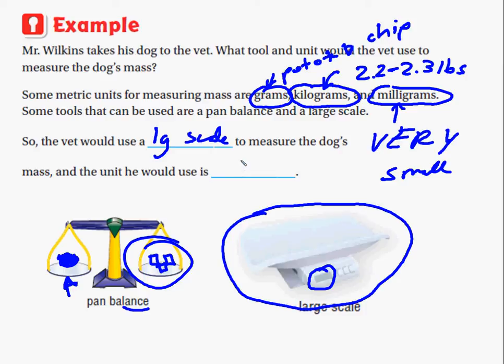And so what are the units? Is the dog going to be in grams, which is the size of a potato chip? We want to know how many potato chips it weighs, or milligrams, which are the mass of a grain of sand. Would we want to know exactly how many grains of sand a dog weighs? Those are actually way too small. Kilograms, which is 2.2 to 2.3 pounds, is what we would use to weigh a dog, to find the mass of a dog. The abbreviation for that is kg. Those are metric units of mass.